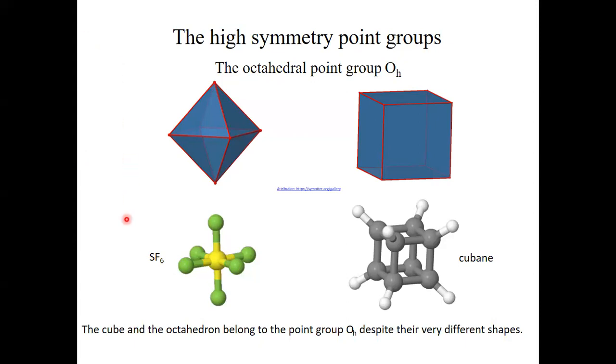Okay, in the last class, we started to discuss point groups. First we discussed low symmetric point groups and then high symmetric point groups. We've so far considered the point group TD and the point group T. In the last class, we have already begun to discuss the point group OH.